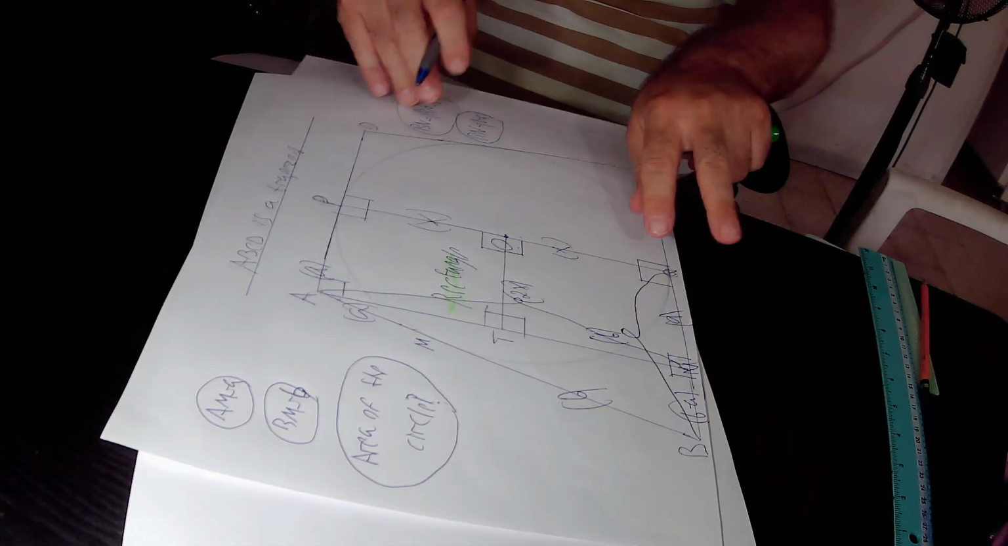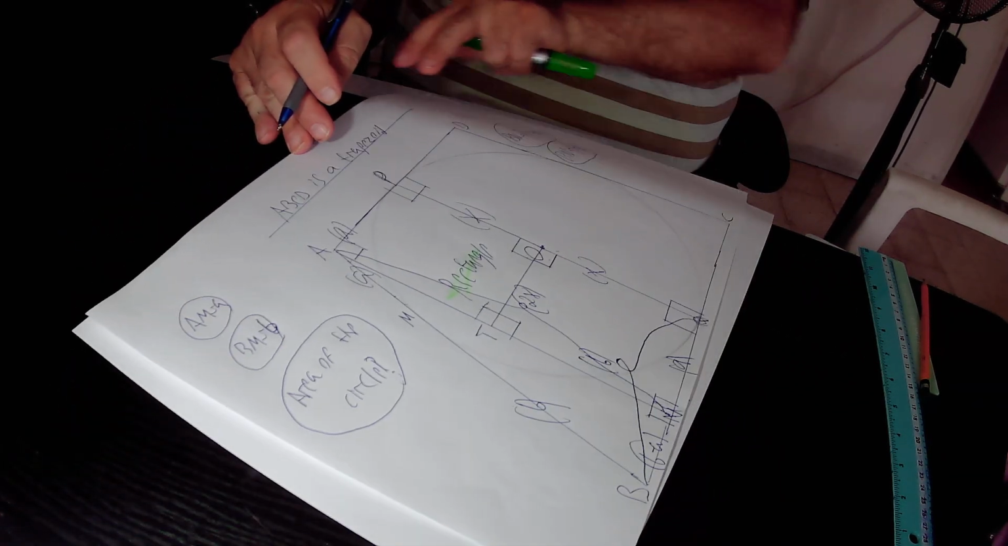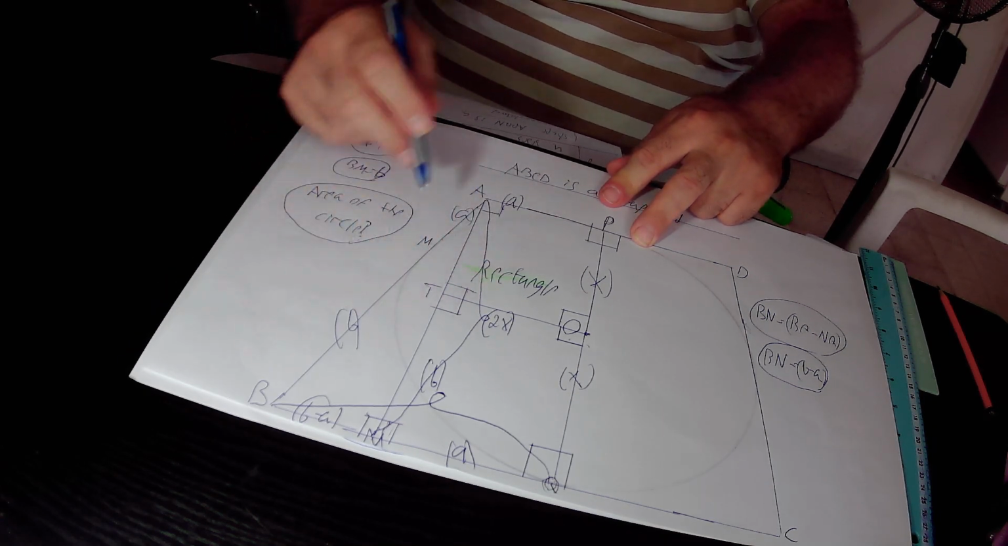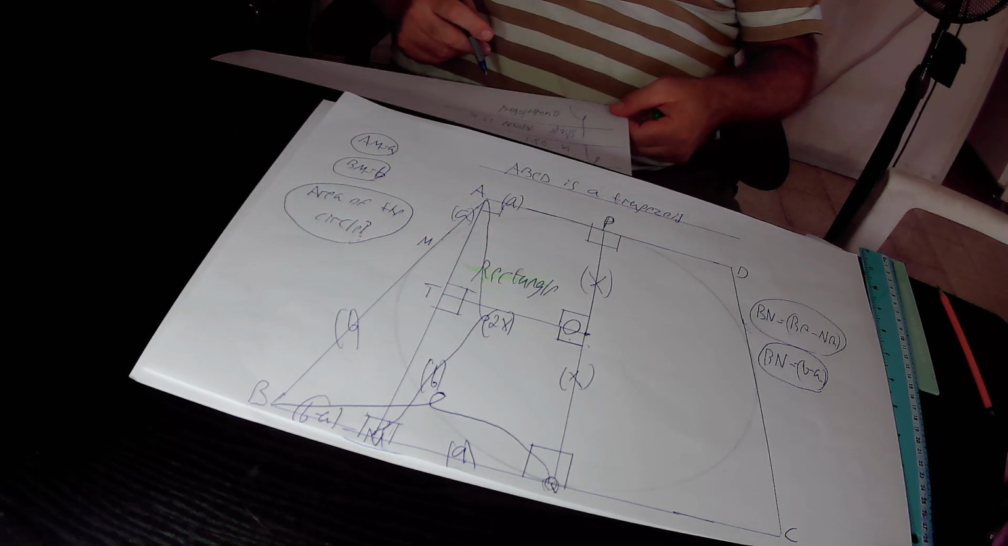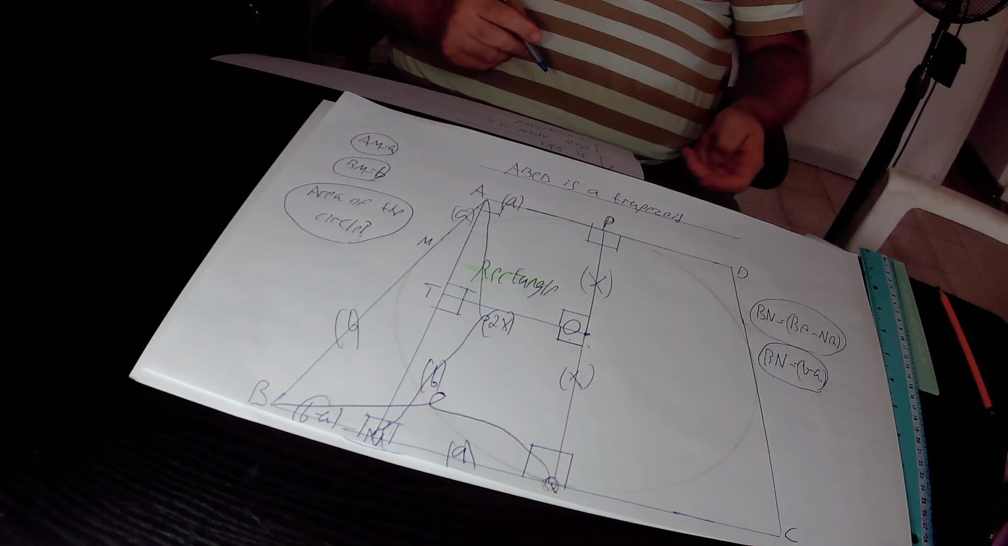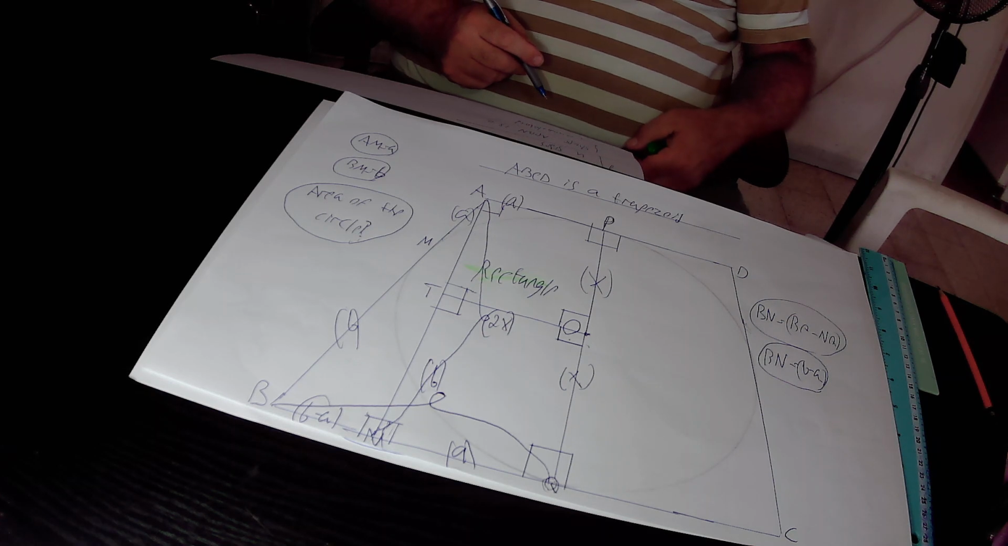So in the next step, I'll copy this right triangle A and B in a new page, and we will implement the Pythagoras theorem on this right triangle A and B. According to the Pythagoras theorem, in any right triangle, the square of the hypotenuse equals the sum of the squares of the perpendiculars.